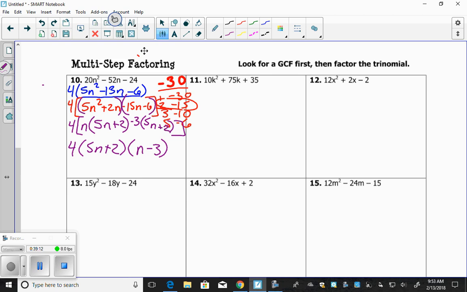Your homework is these problems here and the 31 through whatever on the other side. So problems 31 through 36 on the first page, problems 10 through 15 on the second. That's your homework. Post it to Google Classroom.